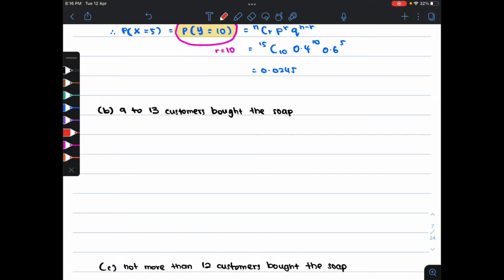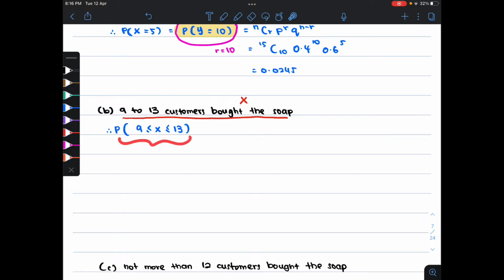For part B, we have to find the probability that 9 to 13 customers bought the soap. So we know that bought the soap is the event X. And for 9 to 13, this means it is 9 until 13 customers, where 9 and 13 are included. So that's why here you're going to have an equal sign, because 9 and 13 are included.